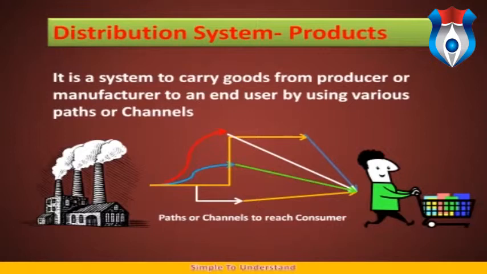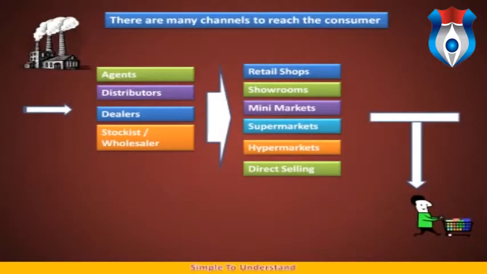Now in the next slide, I will show you what these channels are. There are many channels to reach the consumer. Agents, distributors, dealers, wholesalers buy products from factories and supply them to retail shops, mini markets, showrooms, supermarkets, etc., so that the consumer can go and buy products. The ultimate aim is that whatever the factory produces must be available for the consumer to buy.